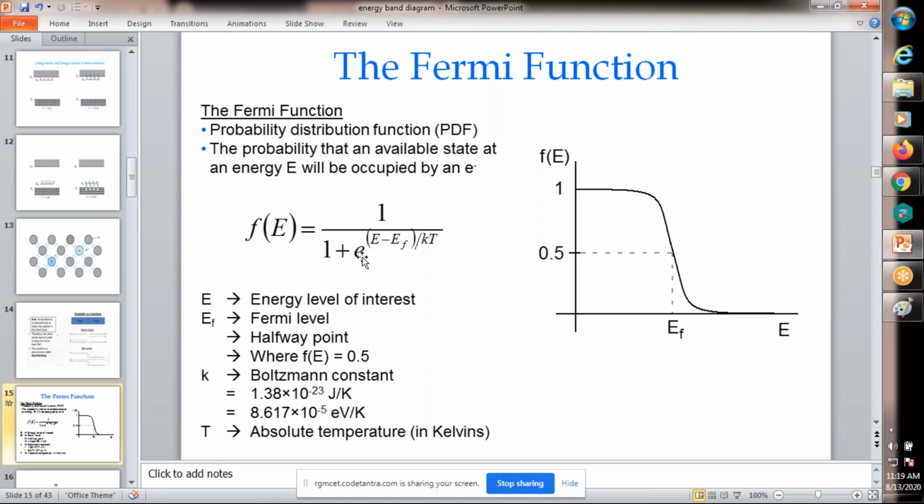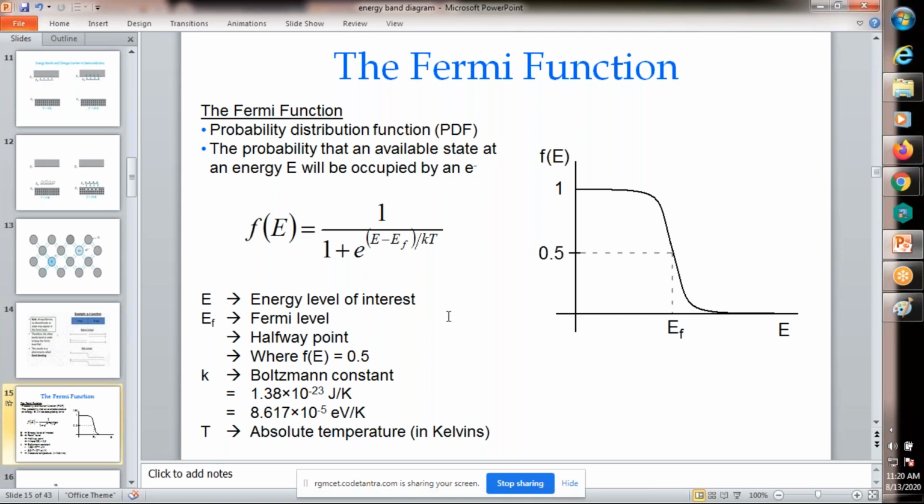This is the equation: 1 by 1 plus e power (E minus EF) by kT, where kT is the thermal energy, as you already know. Now, when the energy E is equal to the Fermi energy EF, on the graph with x-axis E and y-axis f(E), 1 by 1 plus 1 equals 50% probability, irrespective of temperature. Remember this: whatever the temperature, there is a 50%, that is 1 by 2, probability that we may find an electron or hole.